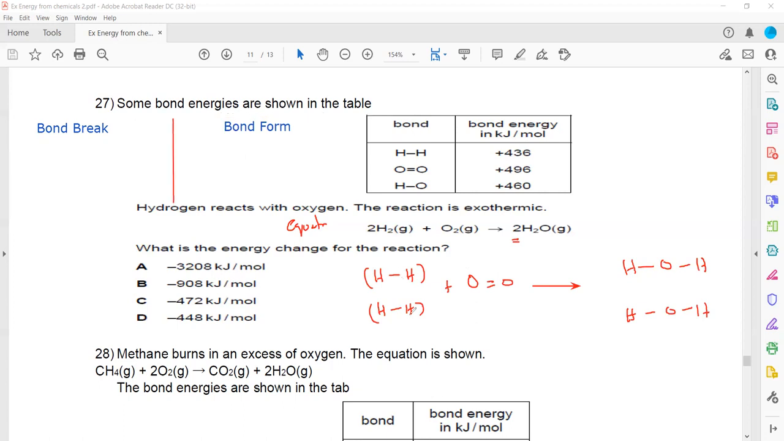So bond breaking: hydrogen bonds are breaking. How many of them? Two of them. Plus O double bonded with O. And bond forming: 1, 2, 3, 4. So there are 4 OH bonds.